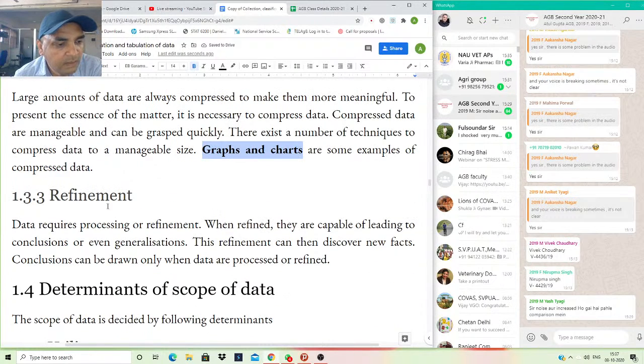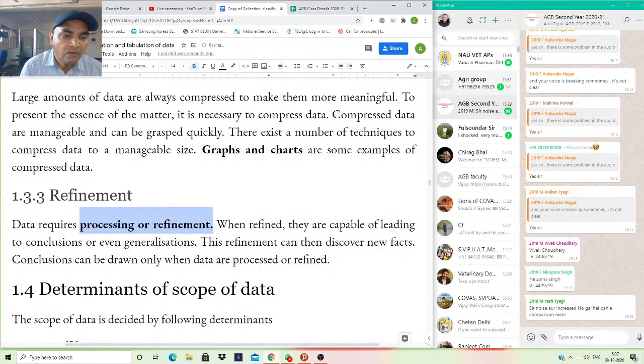Then comes your refinement. Data requires processing or refinement, and when refined, they are capable of leading to conclusions or even generalization. This refinement can discover new facts, and conclusions can only be drawn when data is processed. Unless you process a data, you cannot take out the conclusions.